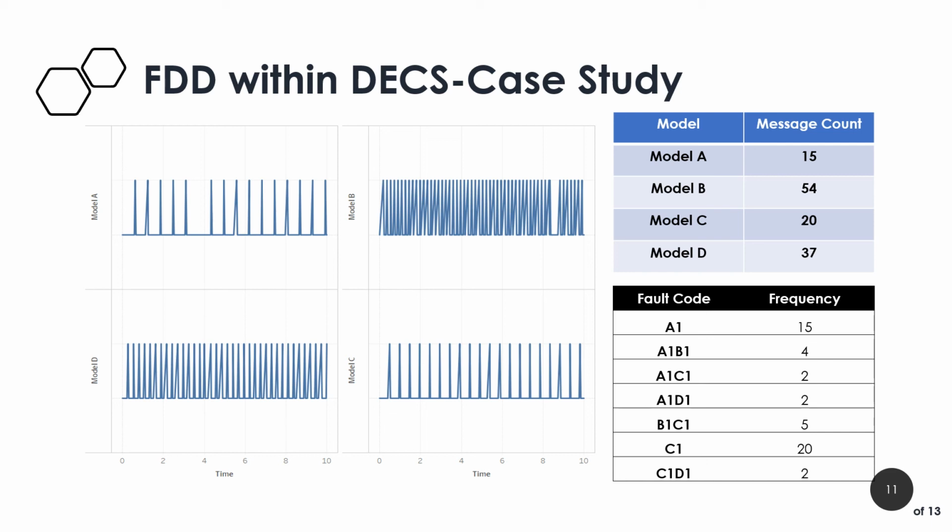One more thing we can see from the results is that if you look at the fault code, you can tell which model the fault comes from. For example, with A1, we can say that it's from atomic model A. So this shows that the supervisor is able to isolate where the fault has originated from, which is one of the requirements we tried to meet.